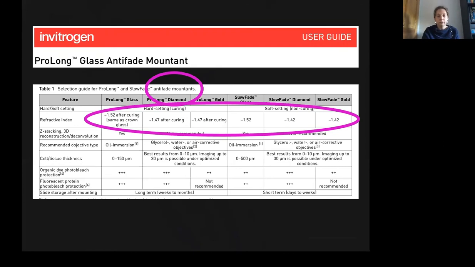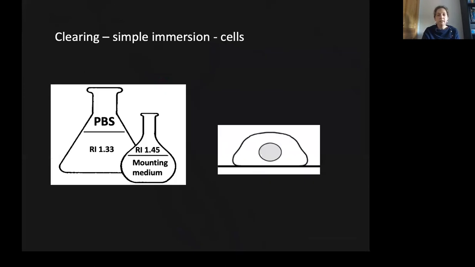Unfortunately, if you read the protocols, they often say no wash is necessary or add straight to sample on cover slip. And I assume that's because they're developed with single cells and cover slips in mind that can equilibrate in seconds or minutes. So let's consider mounting cells on a cover slip.